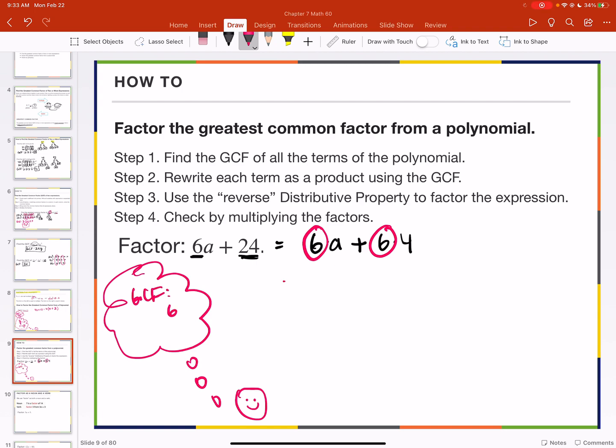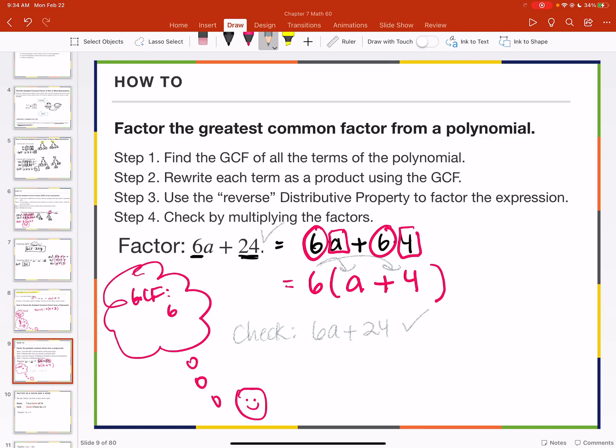So then I can take this out, using the reverse distribution property. A plus 4 is what's left, right? This guy's left and then this guy's left. So that's it. And then if you wanted to check, fine. Let's say I wanted to check. I'll just use the distribution property again. So 6a plus 24. That's what I started out with. Okay, great.